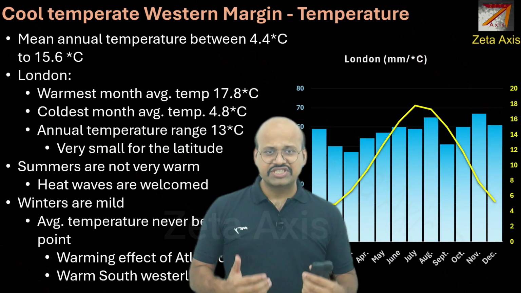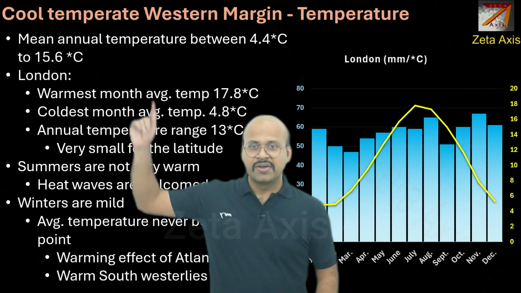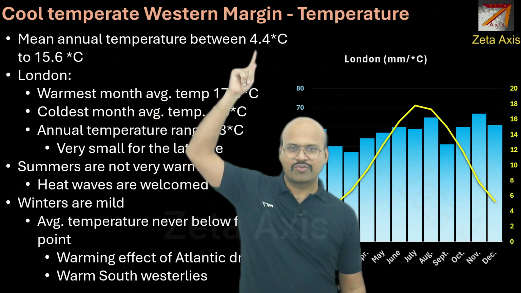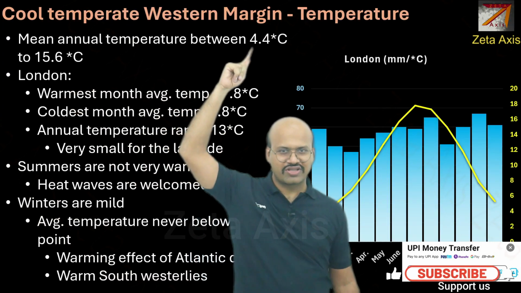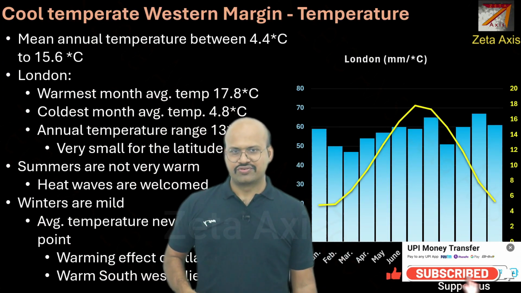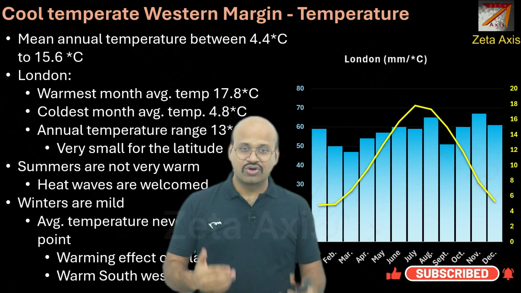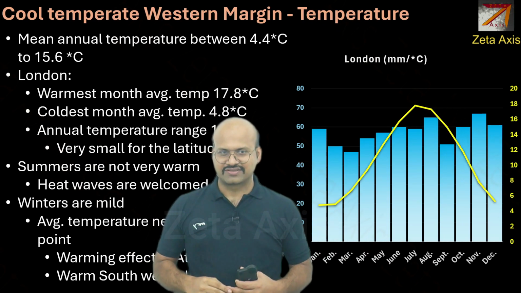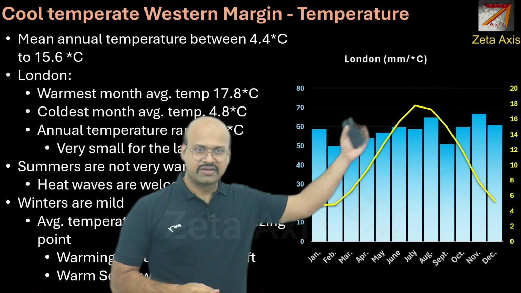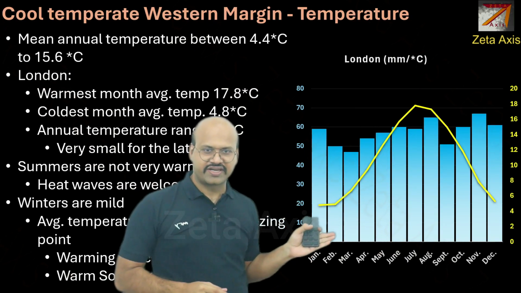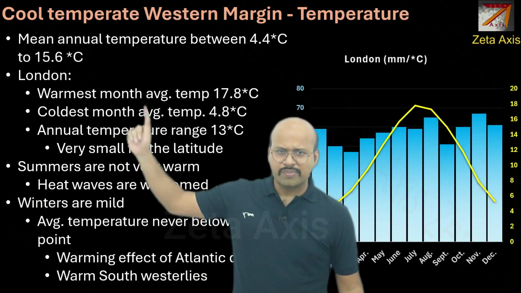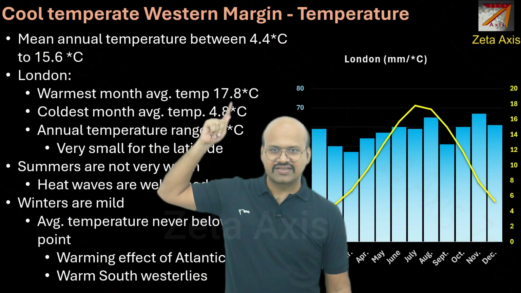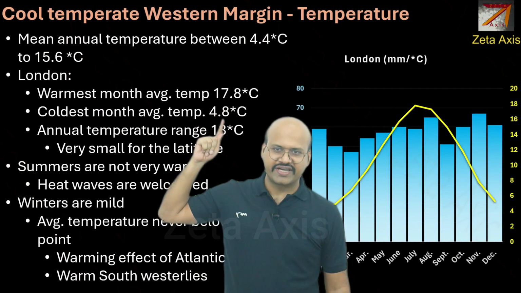Now let's see the temperature characteristics of these climatic regions. Mean annual temperature between 4.4 degrees Celsius to 15.6 degrees Celsius. So we can see that even though they are in very high latitude, we do not see the temperature go below 0 degrees Celsius. And we can see in the temperature graph of this London that it is well above 0 degrees Celsius. Warmest month average 17.8 degrees Celsius and coldest month average 4.8 degrees Celsius.